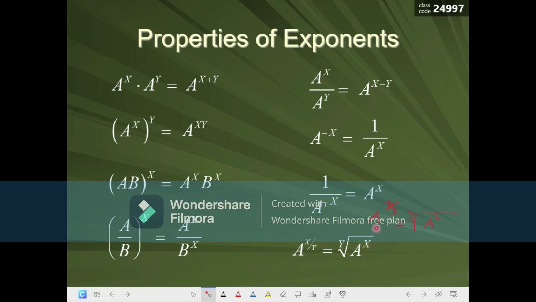So if we have a to the power of 2/3, for instance, this is equivalent to the cube root of a squared. Look, the denominator is the index. We write that here, then write the base, which is a, then copy the numerator of the exponent, which is 2. So a to the power of 2/3 is equivalent to the cube root of a squared. Okay, let us proceed.